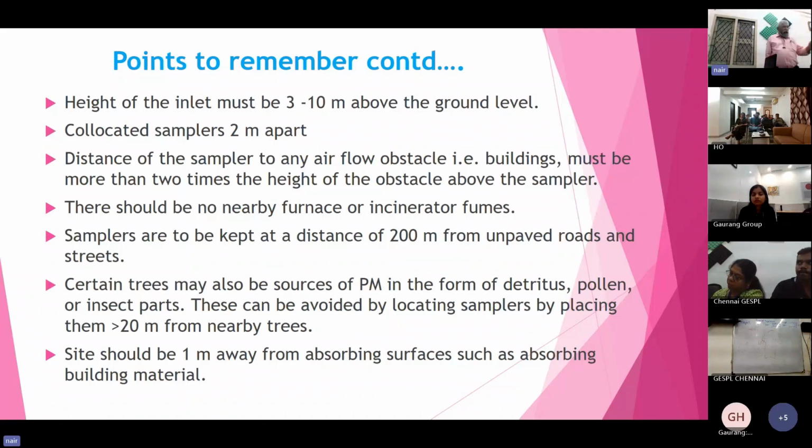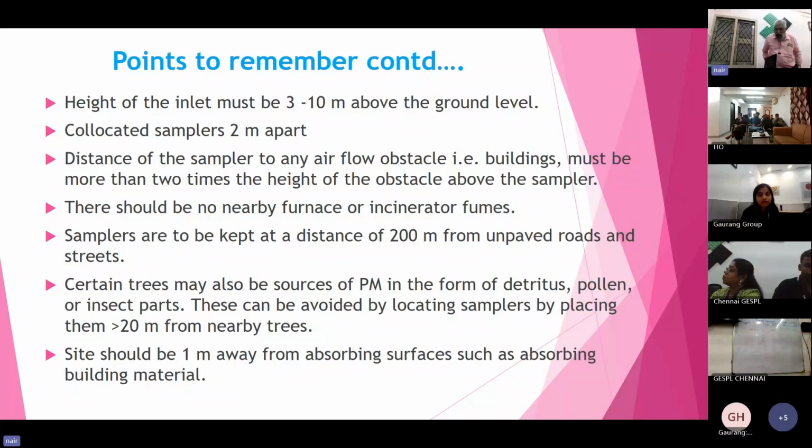Or if you go to the mining industries, if granite mining or something is going on, the trees would have been covered with dust, everything. So when the high volume sampler is placed near that tree and sucking the air, what will happen? The dust from these leaves will also fall in it, and it will be counted as particulate matter. So this can be avoided by locating samplers more than 20 meters from nearby trees.